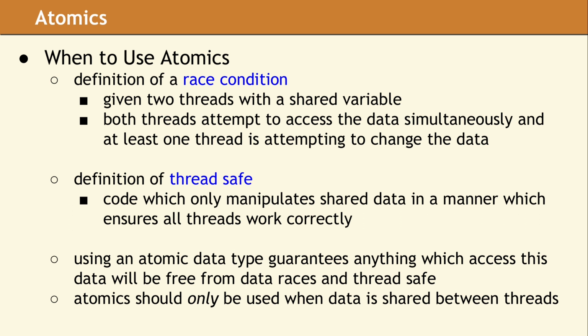The key reason atomics were added to C++ is to prevent race conditions. As a reminder, a race condition occurs when there are multiple threads accessing a shared variable at the same time, and at least one thread is writing a new value. Picture one thread reading and another thread writing, and it is a race to see who gets there first.